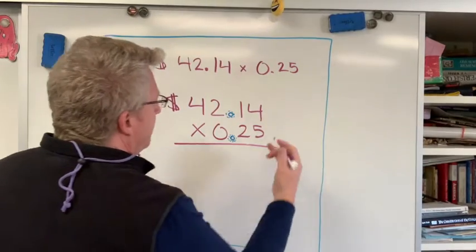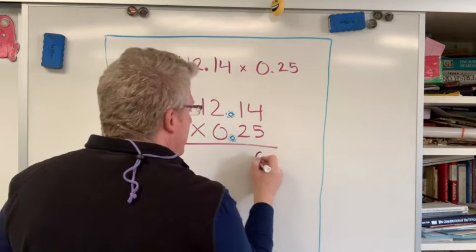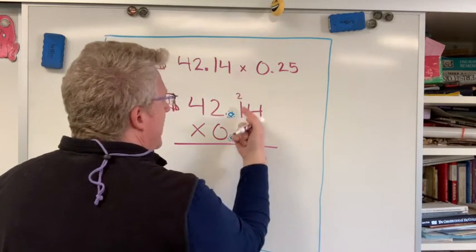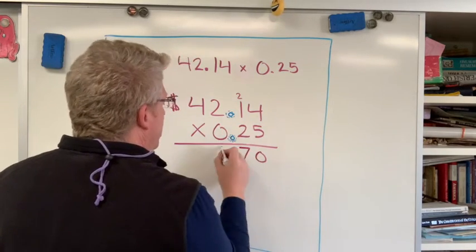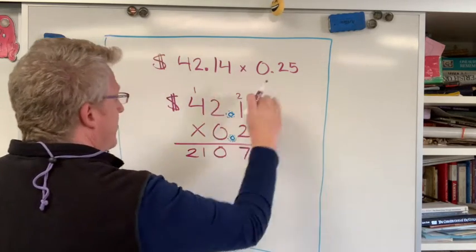Here we go. 5 times 4, because we're going, what is appearing to be our 1 slice times 1 slice, the furthest to the right digit. 5 times 4 is 20. Regroup my 2. 5 times 1 is 5, plus 2 is 7. 5 times 2 is 10. Regroup my 1. 5 times 4 is 20, plus 1 is 21. So I've done 5 times this whole thing. That's this row.